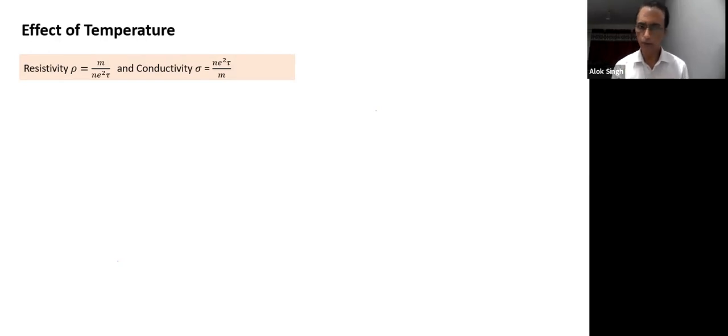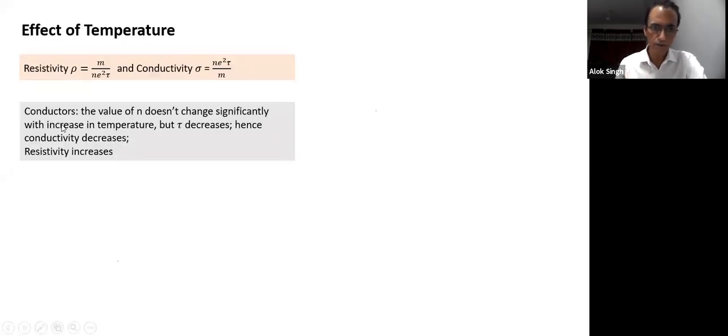Not a very important formula, but it's good to remember. Thus, the conductivity, inverse of that is resistivity. Let's try and understand the effect of temperature. In case of a conductor, as I was discussing, the value of n doesn't change significantly.